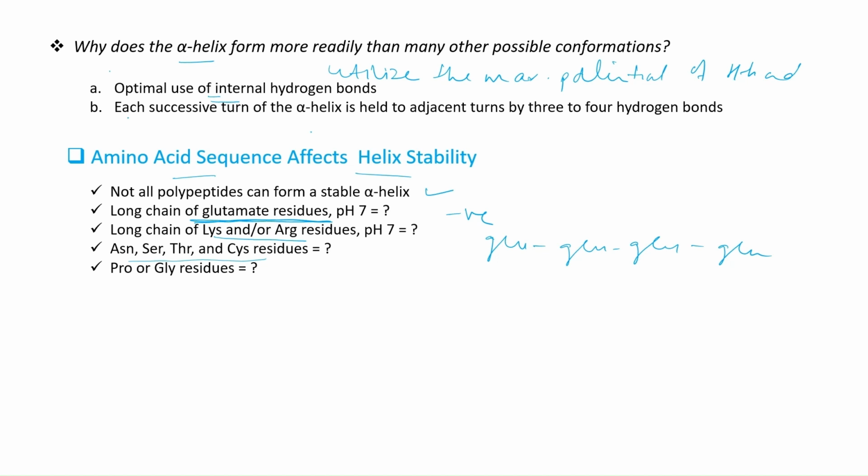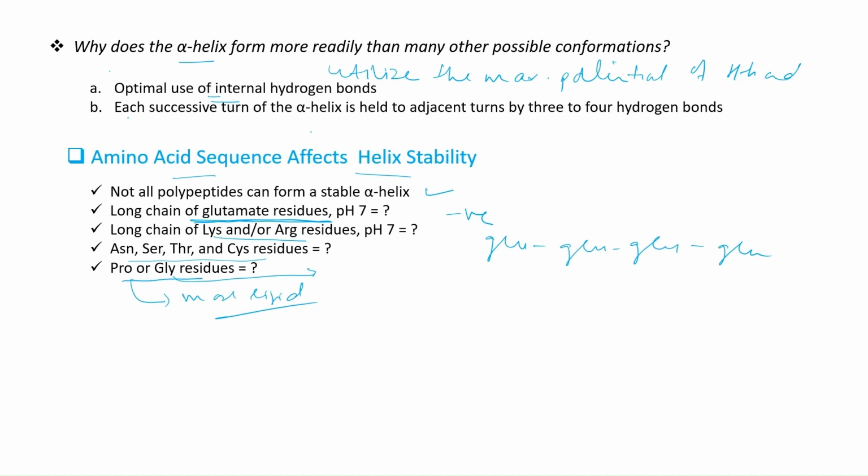What will happen if it contains a stretch of proline and glycine? Proline has a unique structure which gives more rigidity. So if a stretch of proline is present in an alpha helix, it is difficult for the alpha helix to bend and take any turn. So a stretch of proline is rarely found in an alpha helix. What will happen if a stretch of glycine is found? It will make the alpha helix too flexible. So the sequence of amino acids is very important for the stability of the alpha helix.